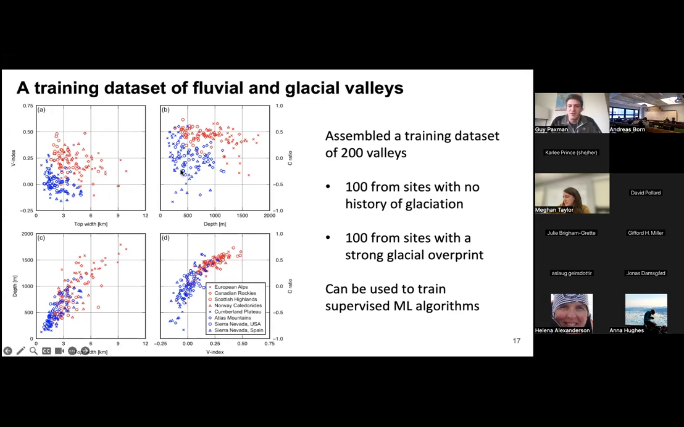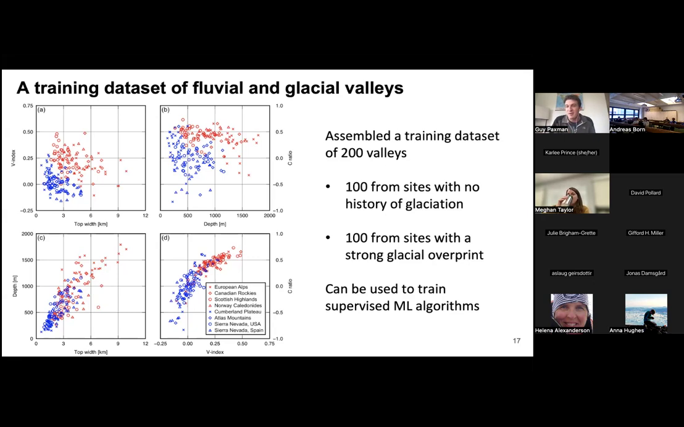And what you see if you plot those valleys into this morphometric space, so these different morphometric indices for valley morphology, you can see that the reds, which are the glacial sites, and the blues, which are the fluvial sites, do separate out quite nicely in this morphometric space. So in other words, valleys from these different sites do have quite distinct morphologies, depending on whether there's been glaciation or not. You can see that the V index and these different measurements tend to be more characteristic of one or the other in many of these places. So that's quite useful to help us translate the patterns that we see in Greenland to start thinking about processes of formation rather than just morphology.